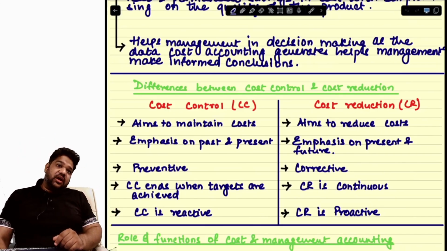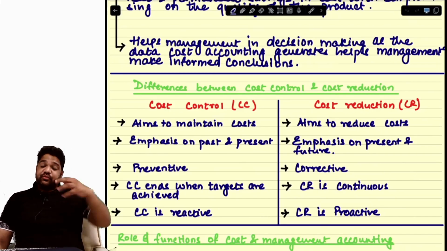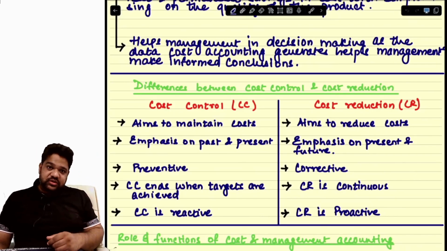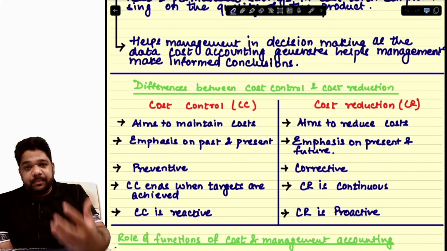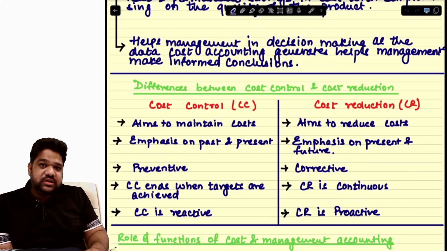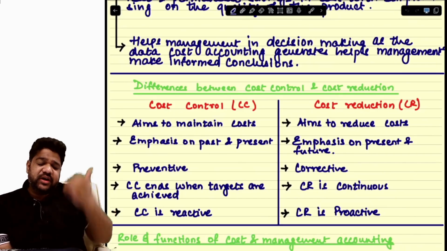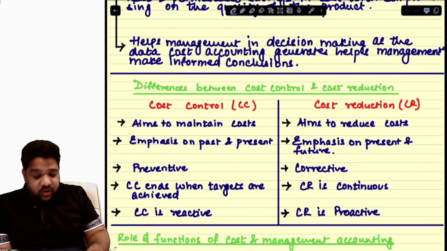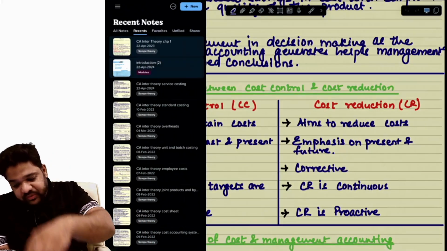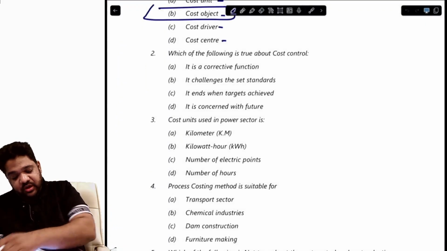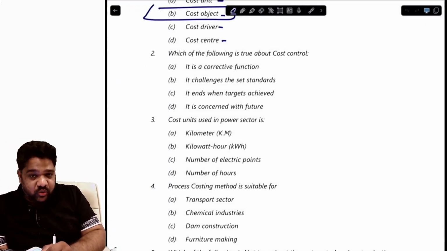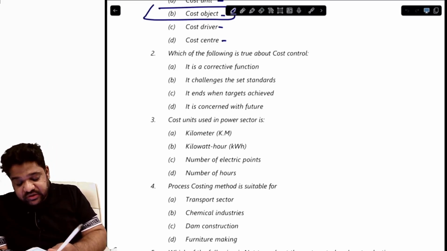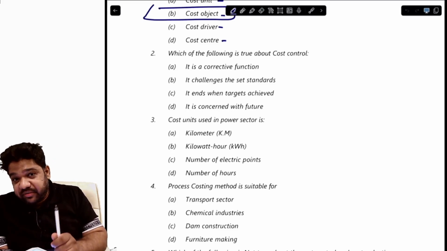And lastly, cost reduction is proactive. Before something happens, you are trying to put across a new, better cost while improving the quality, or at least maintaining the quality, and still reducing the cost. Now, with that premise, what is true about cost control? Is it a corrective function? No. It is only a preventive function.